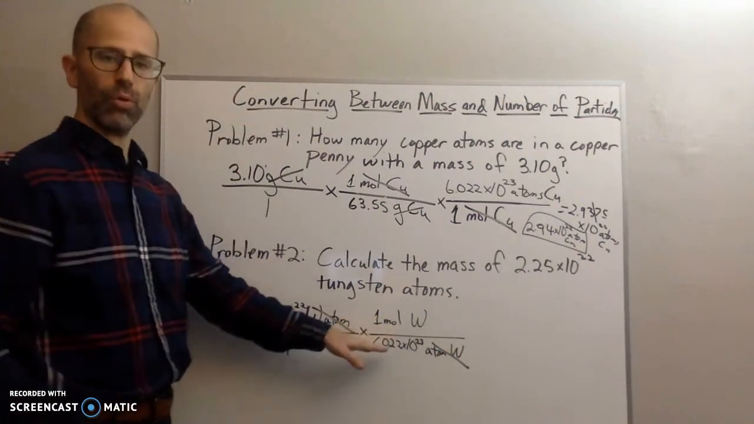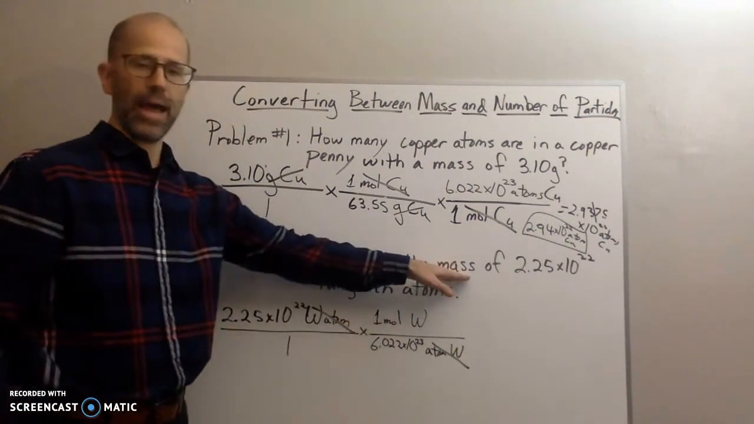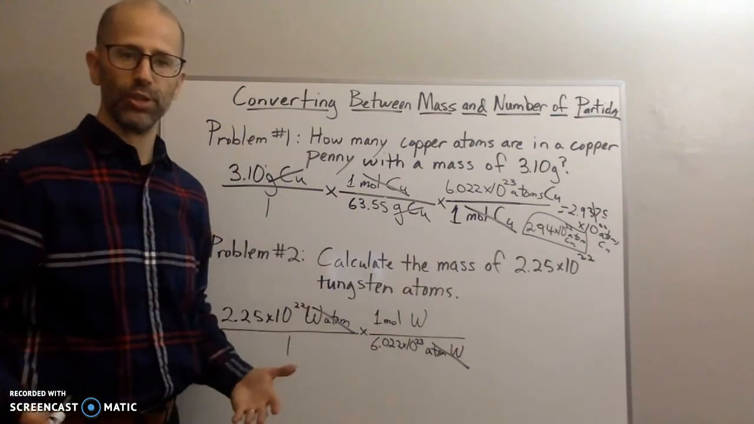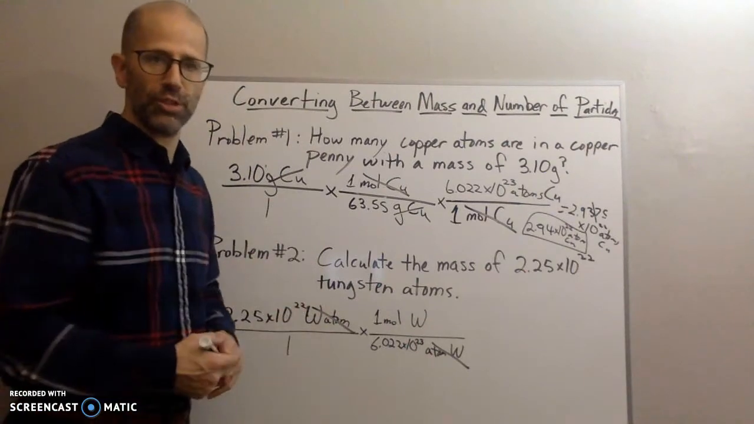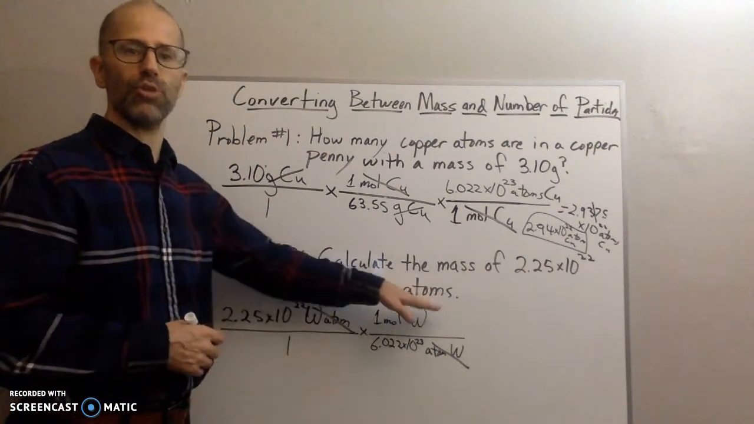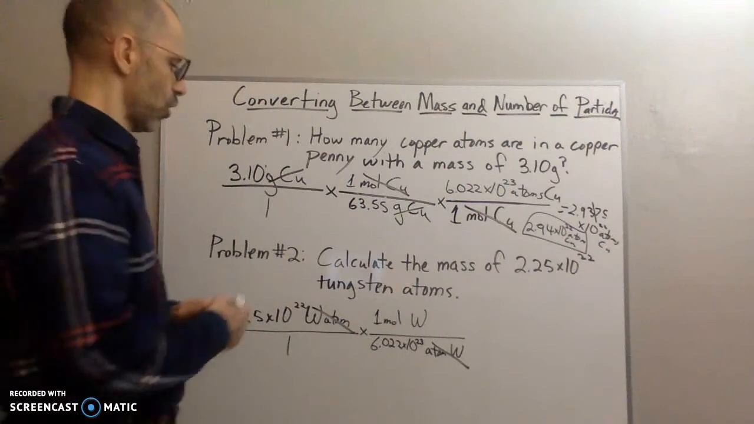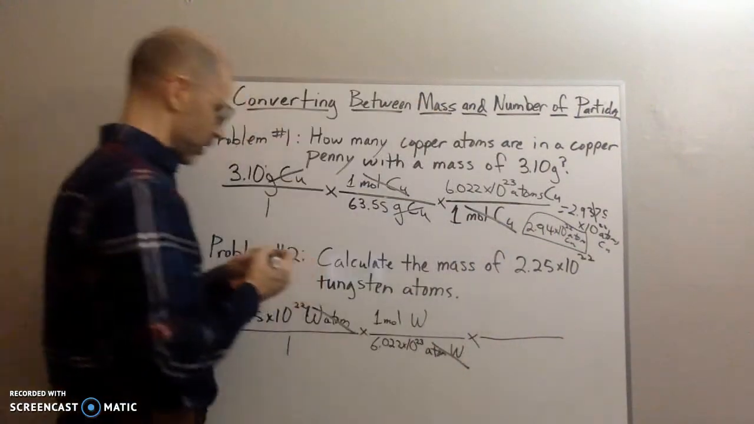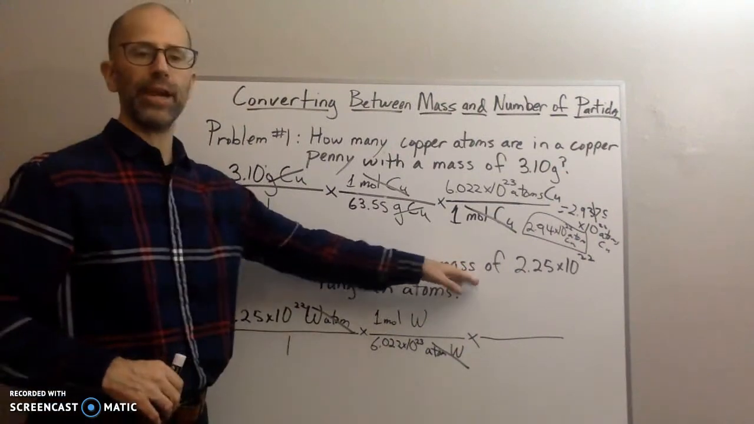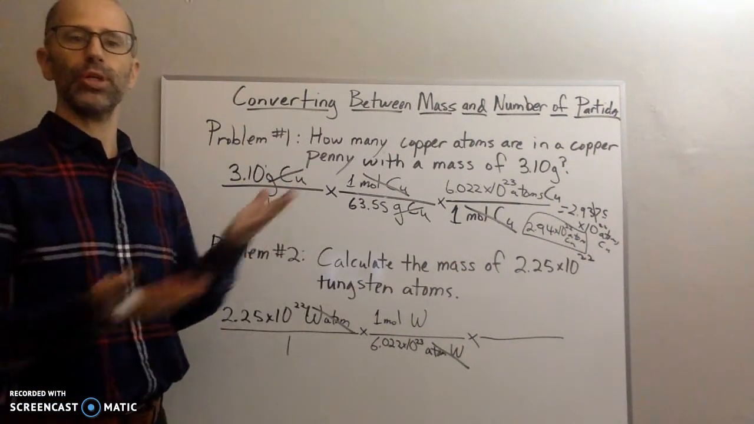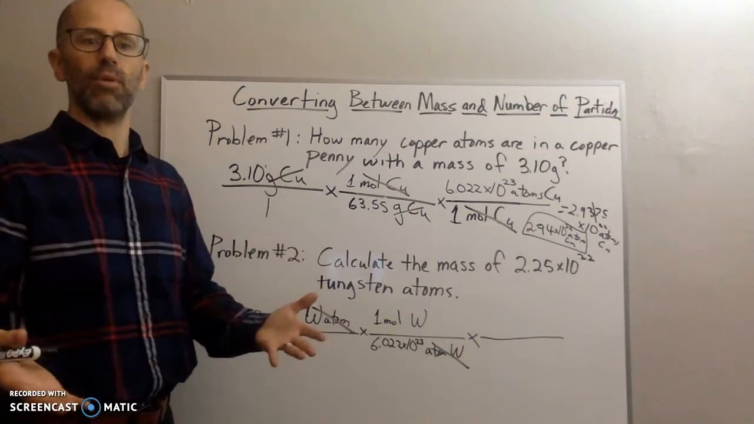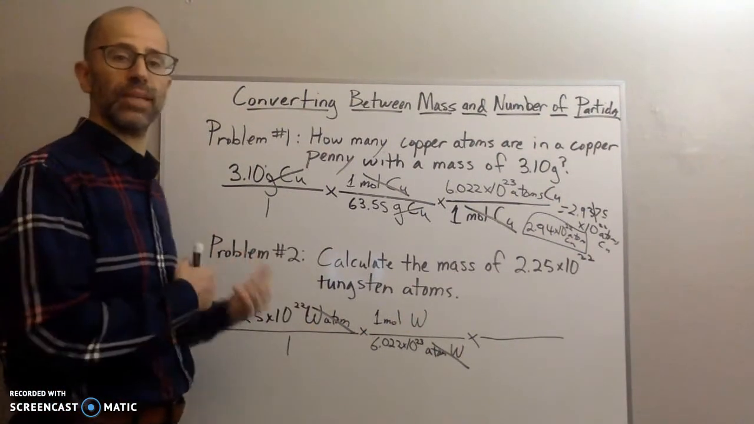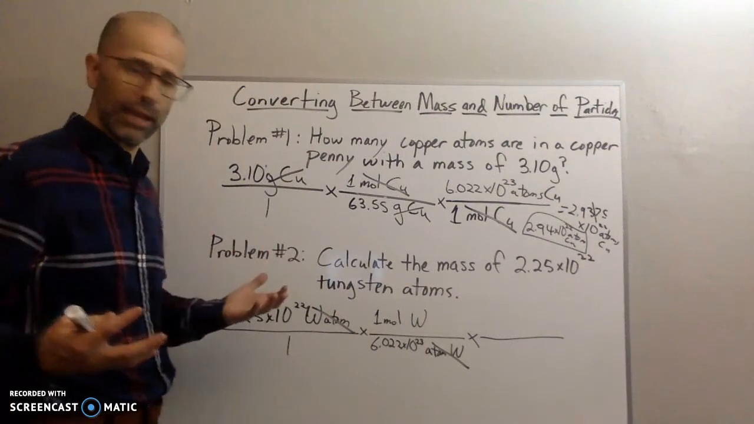Now I have moles. They are asking for mass, grams. I don't have grams, so I need another conversion. So I keep using conversion factors until I get the unit I want on top. So now I have moles, but I need grams. So I need a relationship between grams and moles. That's the molar mass. So I need the molar mass of tungsten. So I look up the atomic mass, which is the same thing.